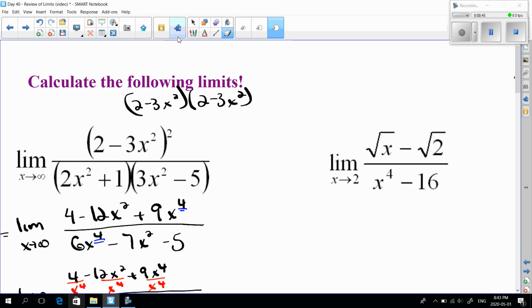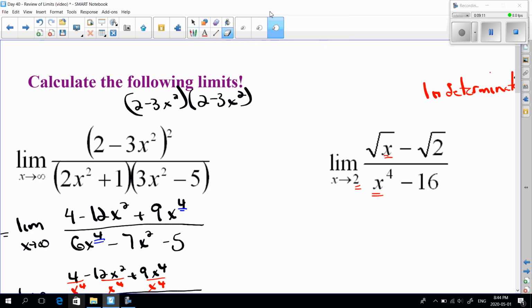All right, next example. Limit as x approaches 2 of the square root of x minus root 2 over x to the fourth minus 16. First thing I want to do is try direct substitution. Plug a 2 in for x. We get 0 over 0. Remember, that is indeterminate. So that is an indeterminate form.